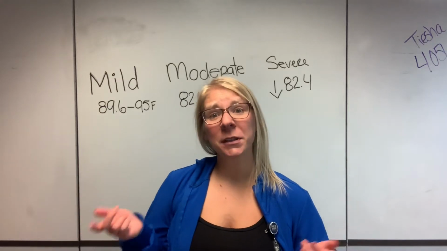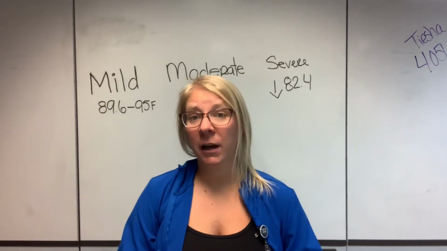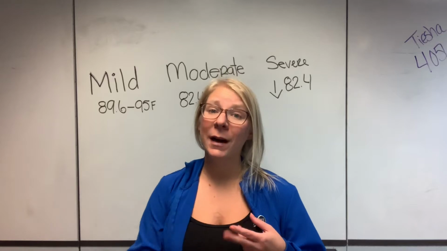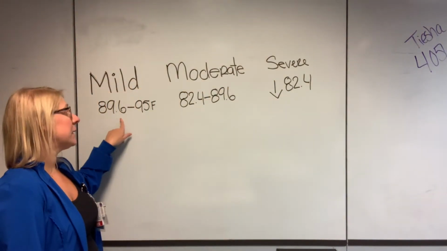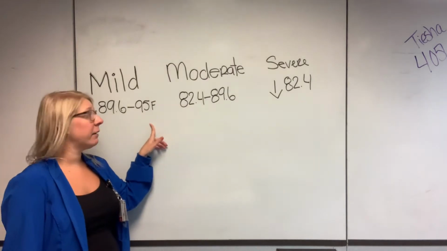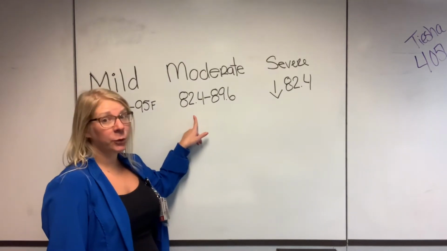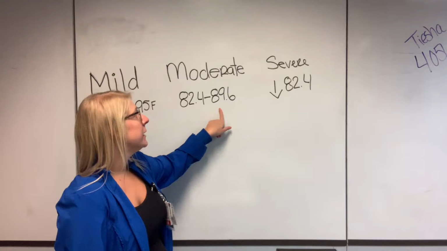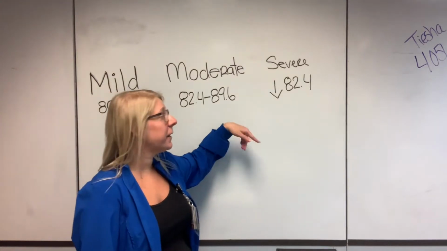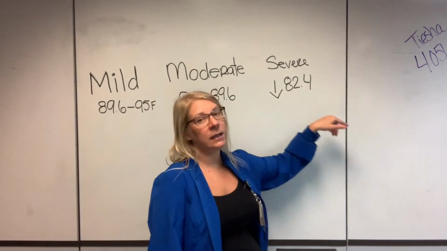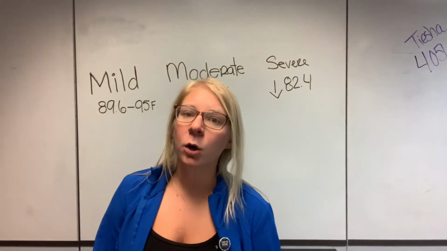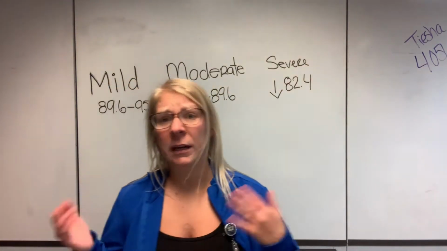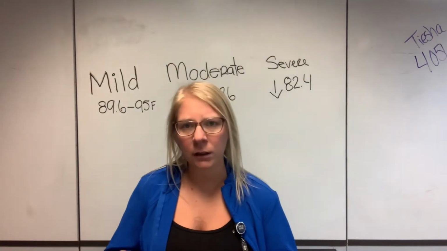First thing we're going to do is talk about the 3 different stages of hypothermia. So you have mild, moderate, and severe. Mild hypothermia is 89.6 to 95 degrees Fahrenheit. Moderate is 82.4 to 89.6 degrees Fahrenheit. And severe is less than 82.4 degrees Fahrenheit.